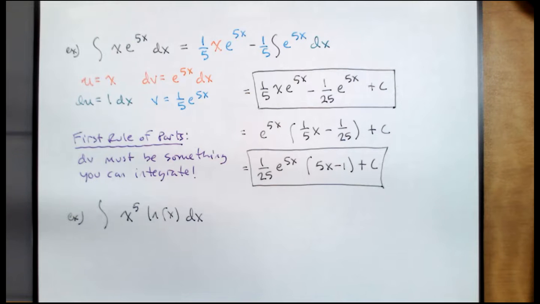So let's integrate x to the fifth natural log of x. This one should initially frighten you because that x squared led to 2 iterations of parts. X to the first had only 1 iteration of parts. X to the fifth, are we going to have 5 iterations of parts? Yes, that's exactly what's happening. This is going to be awful. And it's going to take until 9:30. I'm just kidding. That's not going to happen at all.